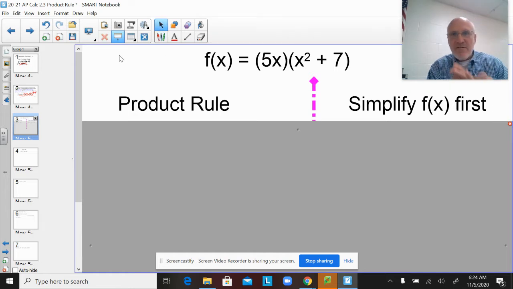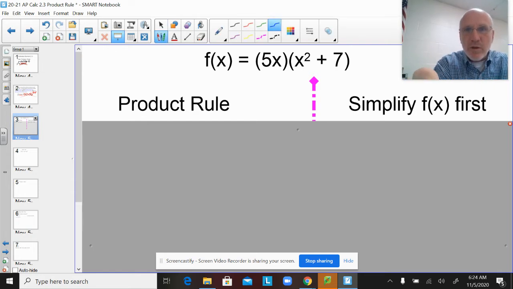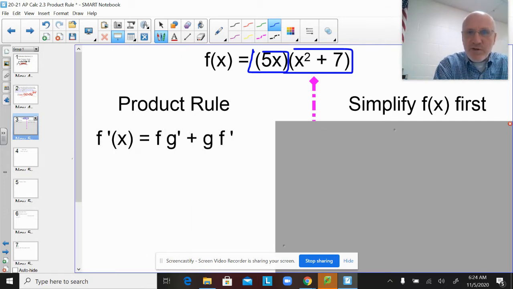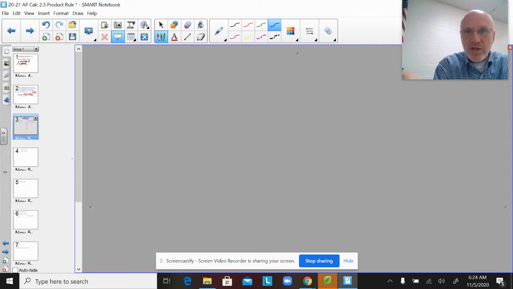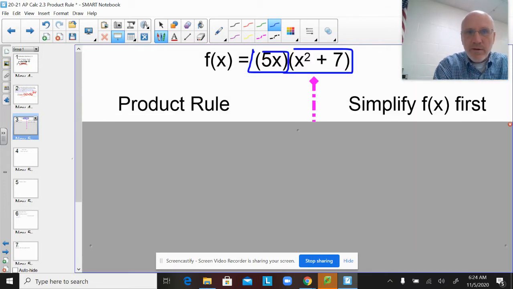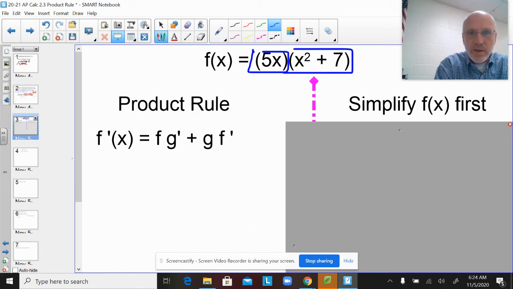The function says f of x equals 5x times x squared plus 7. That is clearly a product. We have the first, 5x. What I often do when I see a product is identify my first and my second. So let's actually do this using the product rule. And after we do that, I'll show you the other way.